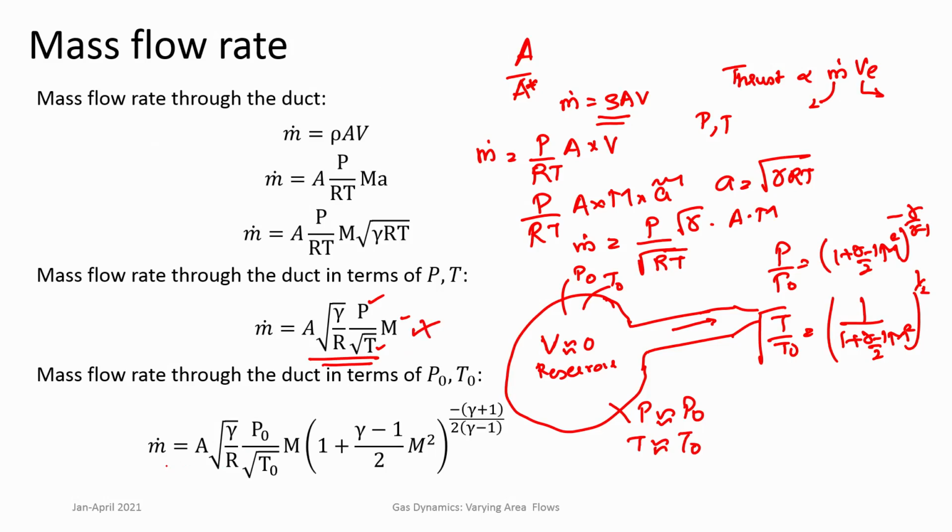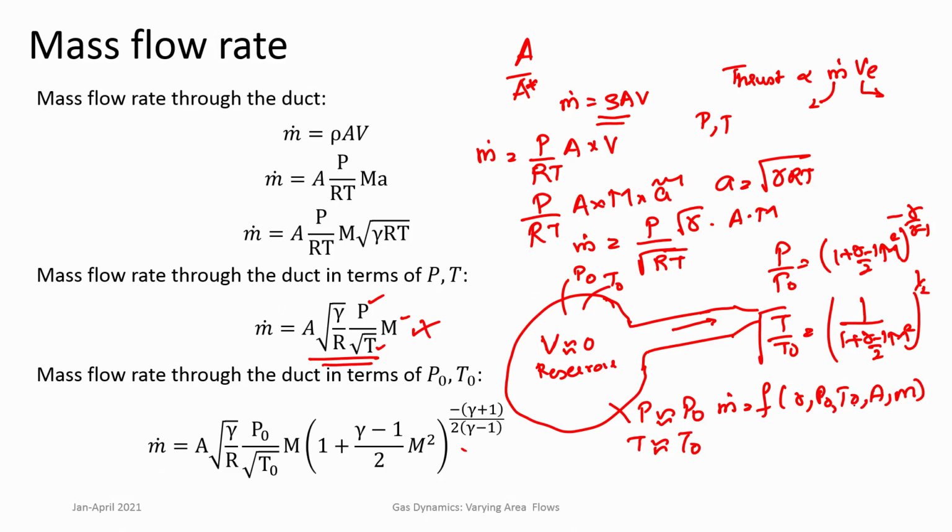So using this, if you convert this particular equation in terms of P naught and T naught, then the equation is A square root of gamma by R, P0 by square root of T naught, M, multiplied by (1 plus (gamma minus 1) by 2 M square) raised to minus (gamma plus 1) by 2 into (gamma minus 1). So here we have expressed m dot as a function of gamma, P naught, T naught, area and Mach number.